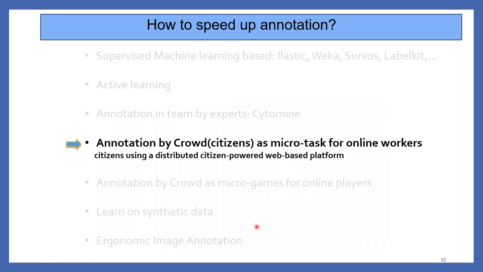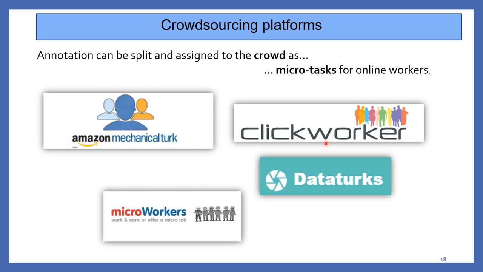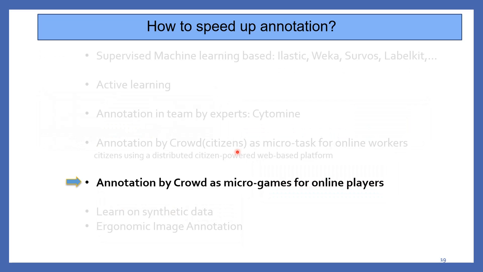The next approach is annotation by crowd and by defining micro tasks for online workers. There are some available online crowdsourcing platforms which allow annotation by crowd and split the annotation process into micro tasks. Here we are mentioning some of these available platforms. They usually pay a very small amount of money per task to annotators, and there are different strategies to assess the quality of annotation.